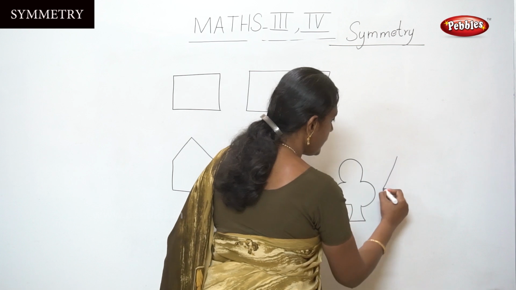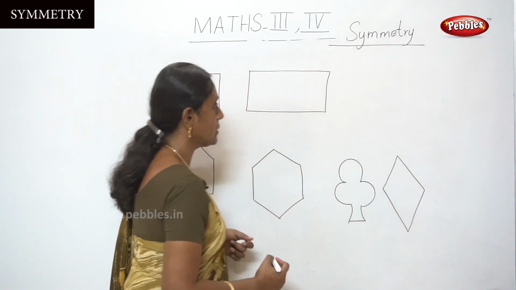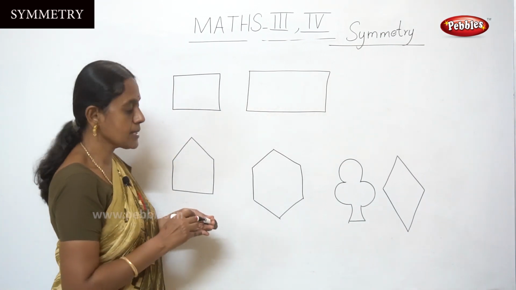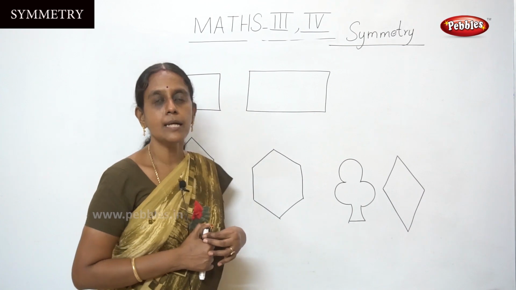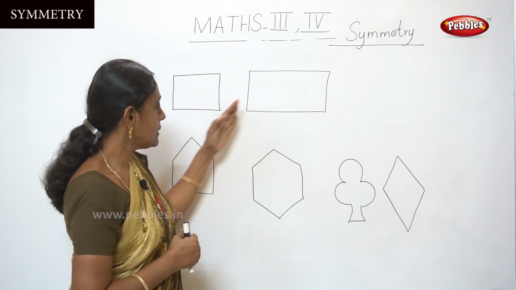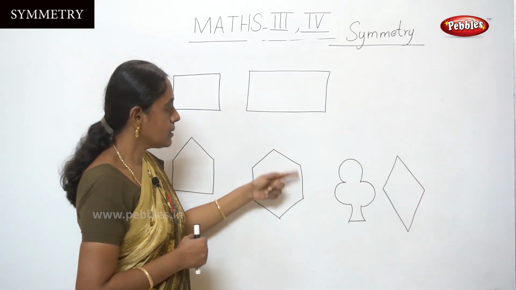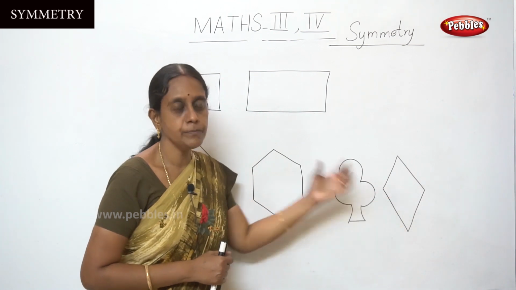And that is somewhat a diamond shape. So all these are quadrilateral shapes. Quadrilateral means it has 4 sides. That is square, rectangle, pentagon, 6 sides that is hexagon, and this is a clever shape and diamond.